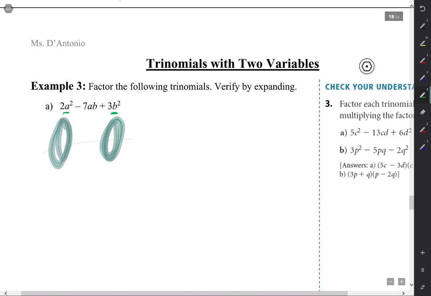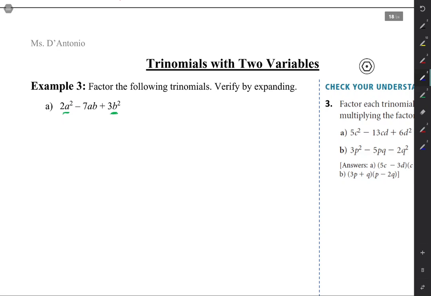So let's just work with the crisscross method. Let's start our crisscross off by looking at the first term here and thinking of two things that would multiply to equal 2a squared. Well, the only possible thing would be a times 2a. Now let's look at the 3b squared. Two things that multiply to equal 3b squared would be 3b times b. So let's do our crisscross. 2a times 3b gives us 6ab.